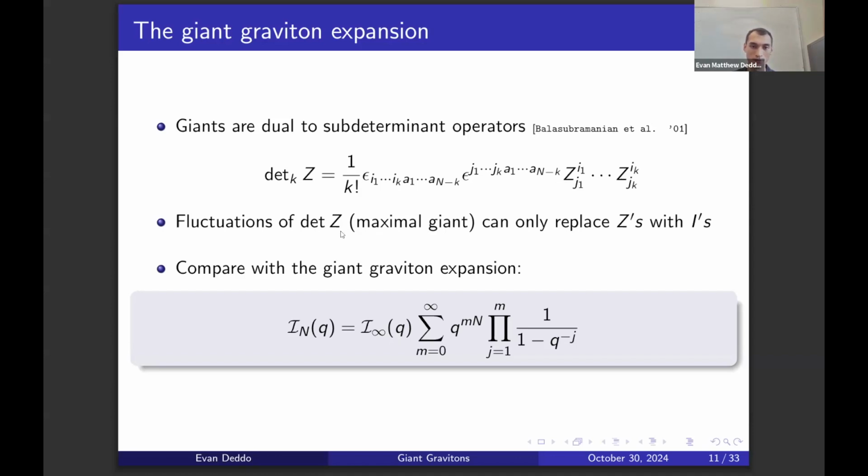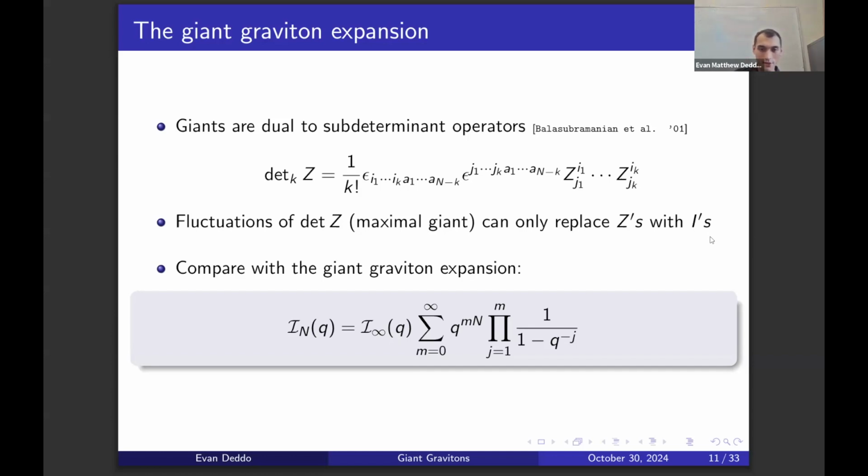And if we consider what fluctuations of this giant would be, we can't add in any more z's, because these would just have to appear outside the determinant, which would mean that they're just some other product or some other trace of z that's related to separate graviton fluctuations. But if we want to oscillate the maximal giant, this seems to suggest we should replace z's with I, so take out z's. This is a more heuristic argument, but the idea is that the fluctuations of the maximal giant, since they're taking out z's, should decrease the R charge of the configuration.